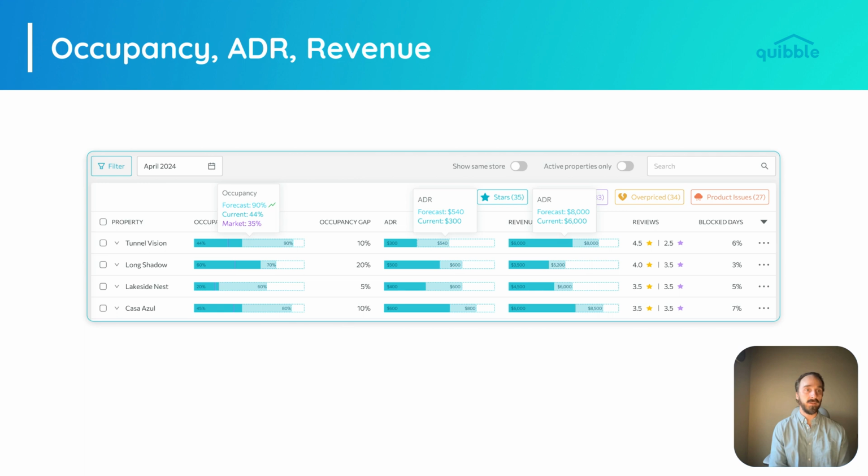Occupancy, ADR, and revenue. These are the key metrics to evaluate to understand if your pricing strategy is working. For each of these metrics, we're looking at a snapshot of where we are and a forecast of where we're going. It's our job as revenue managers to determine if we're happy with the trajectory of these metrics and steer them to the best possible outcome.